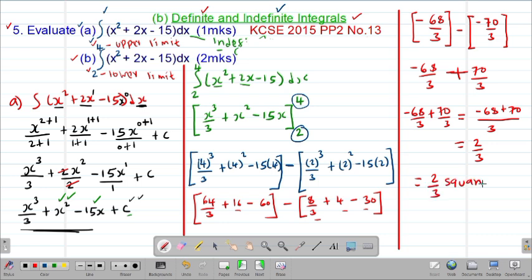2 over 3 square units. So square units, because whenever you integrate with the limits, what you are finding is the area under a given curve. That is why it is in square units.